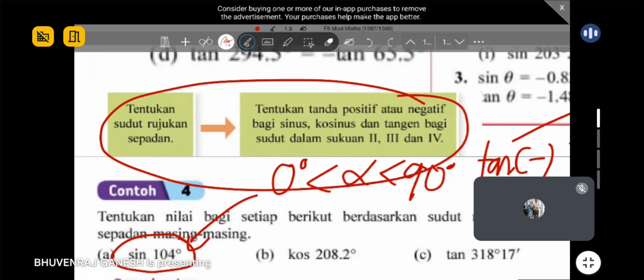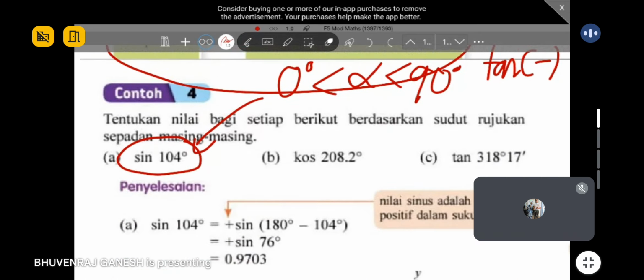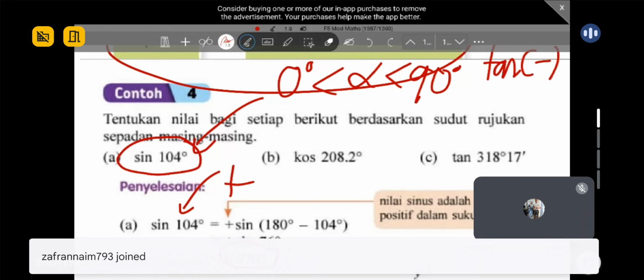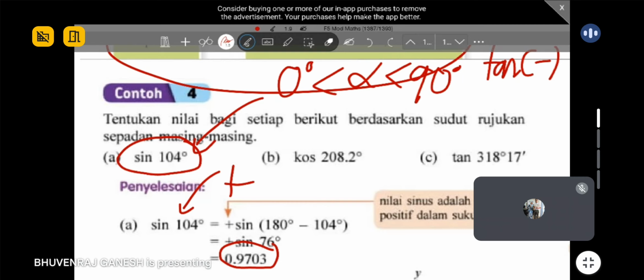Okay, oh yes, that way also can, correct. Okay, so the answer is basically like this. Okay, so sine 104 equal to sine 76. Okay guys, quadrant kedua, is sine positive or negative? Apakah tanda dia in quadrant 2? Yes, sign is positive in quadrant 2. So you should get a positive answer. Kamu kena dapat jawapan positif. Okay, so sin 104 dia sama dengan sin 76.